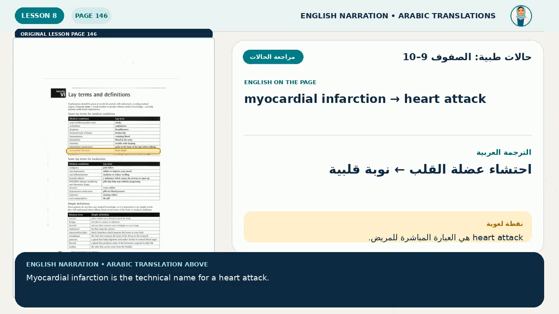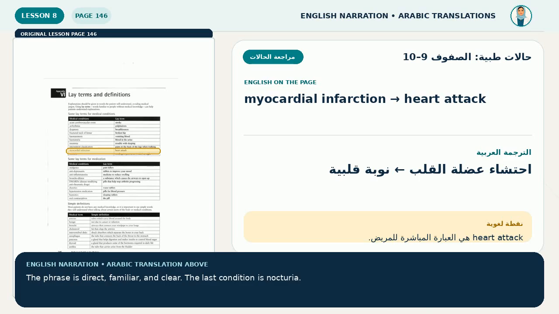Myocardial infarction is the technical name for a heart attack. Myocardial means related to the heart muscle, and infarction means damage caused when blood flow is blocked. In patient language, say heart attack. The phrase is direct, familiar, and clear.